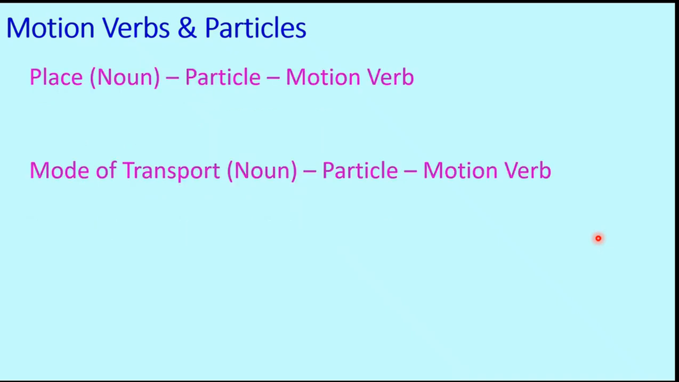So let's move ahead. A simple sentence that contains a motion verb can have these three parts: the name of a place, which is a noun, followed by a particle, and then finally the motion verb. So the structure will be noun, particle, verb. Similarly, the sentence may not contain the name of the place, but still the verb is a motion verb, and in place of the place, the noun will be the mode of transport. The structure will again be the same: mode of transport, which is a noun, followed by a particle, followed by the motion verb.